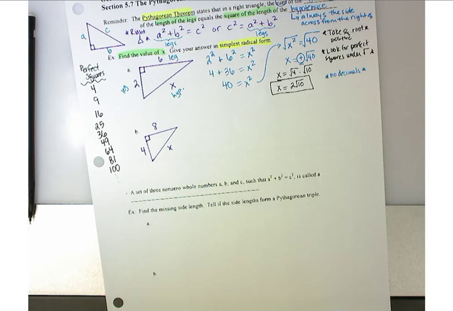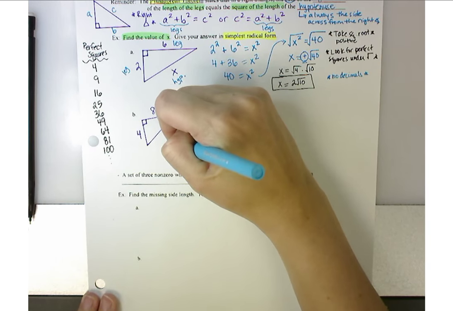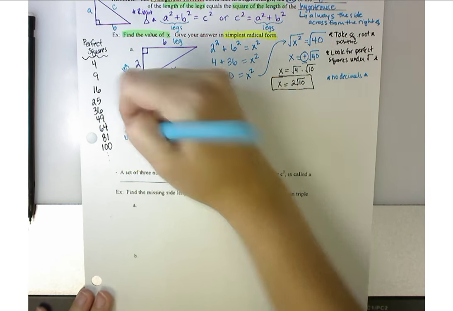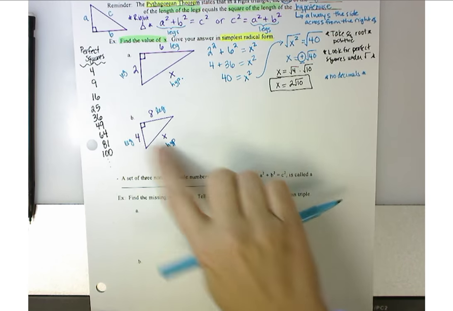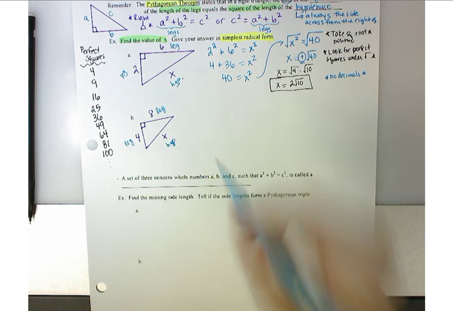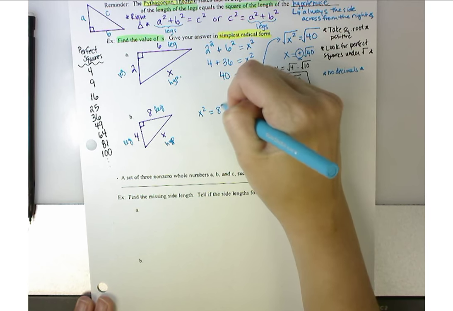Okay, so the next thing we're going to do is set this up for part B. So again, the first thing that you want to identify is the hypotenuse. And you can find the hypotenuse because it is always across from the right angle. Now in some cases your x might be on the side and you'll have to solve for that. I am going to show you how to do that in a little bit. So when I set up my equation, you can think of it as x squared equals 8 squared plus 4 squared.